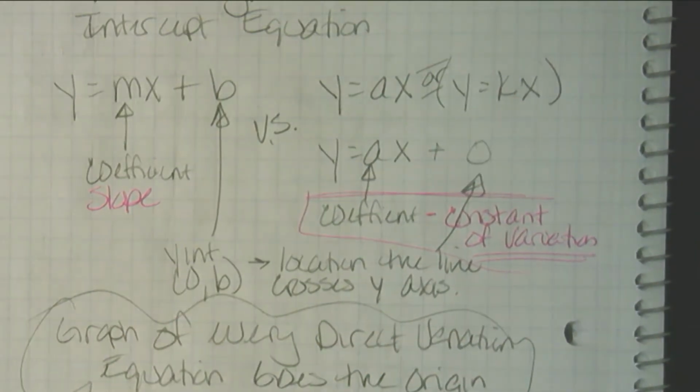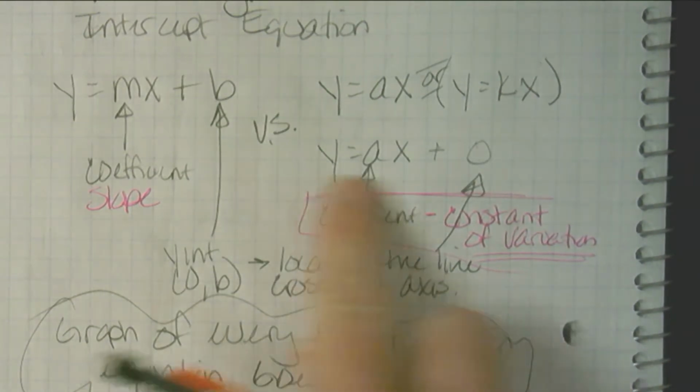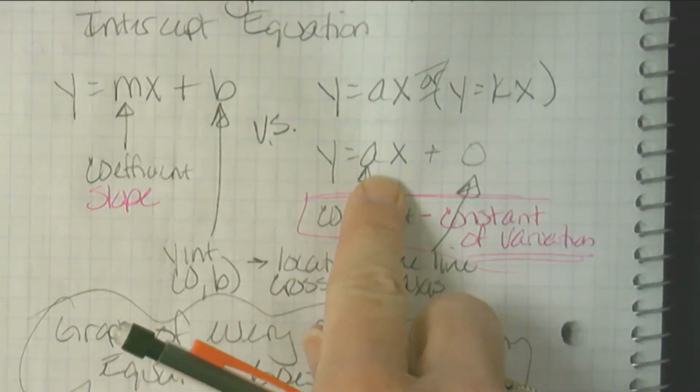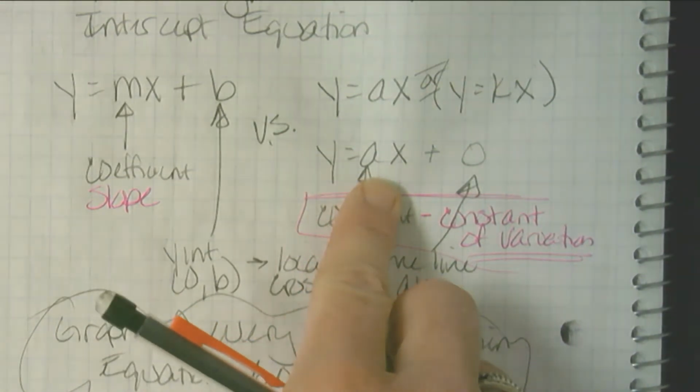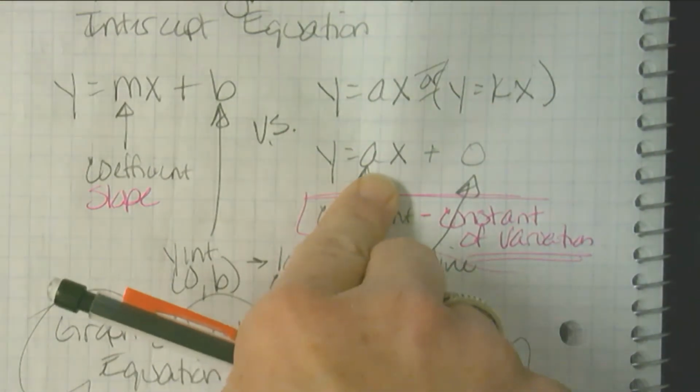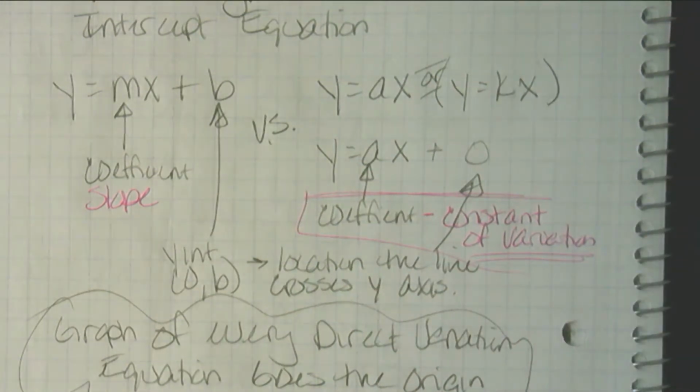I mean, you could use it as slope. You could treat any direct variation equation as slope-intercept form by having your y-intercept as 0, 0 and using a as your rise over run. You can do that. All right, but there's an easier way that you can graph those as well, and we'll get to it.